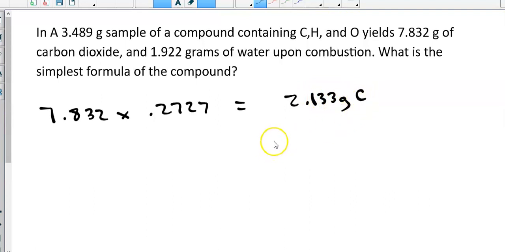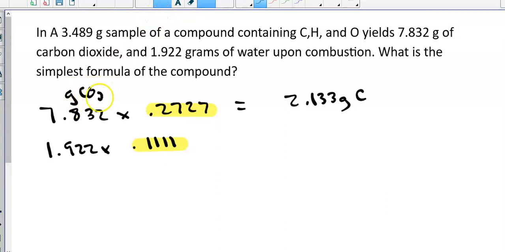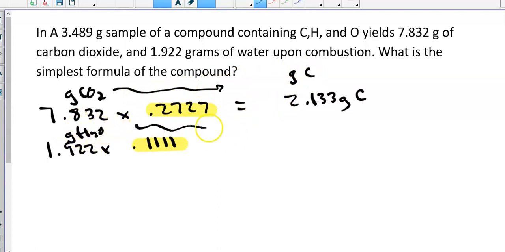grams of carbon. Then you do the same step: 1.922 times 0.1111. These numbers are always the same. They're the conversion factors to go from grams of CO2 to grams of C, and grams of H2O to grams of H. You do that math and you get 0.2135.